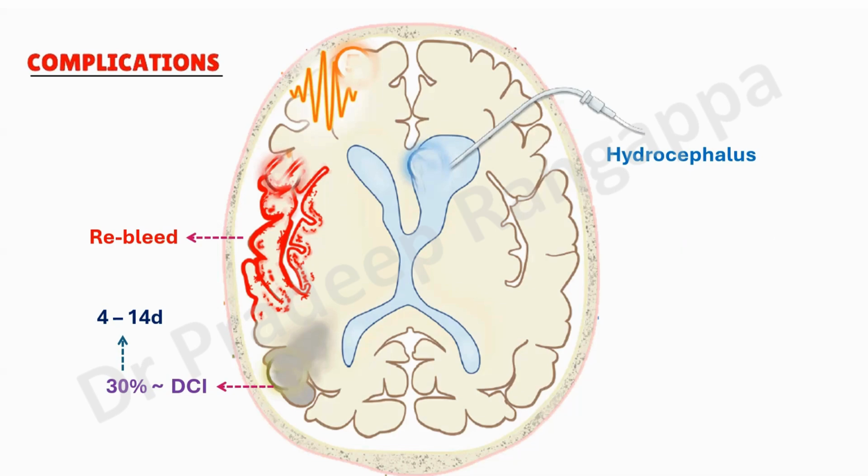And how do we suspect there is delayed cerebral ischemia or vasospasm? For all the trainees, we need to look at focal neurological deficits. So please note, there is a definition of focal neurological deficits.